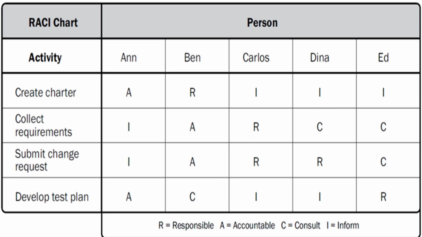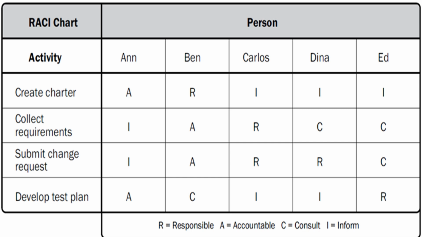The matrix format shows all activities associated with one person and all people associated with one activity. This also ensures that there is only one person accountable for any one task to avoid confusion about who is ultimately in charge or has authority for the work. One example of a responsibility matrix is a responsible, accountable, consult, and inform chart, shown in the figure in front of you.